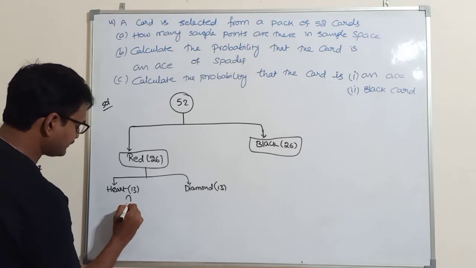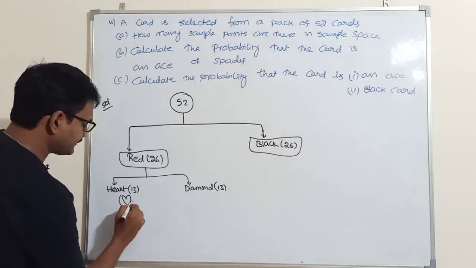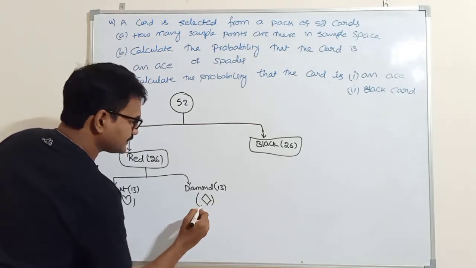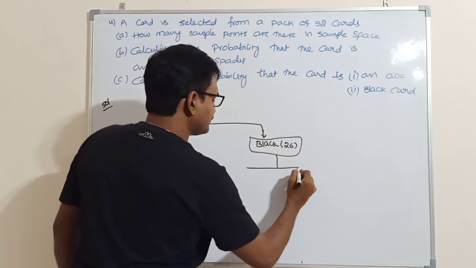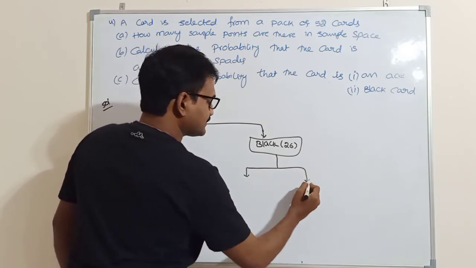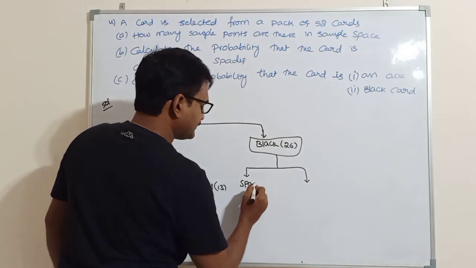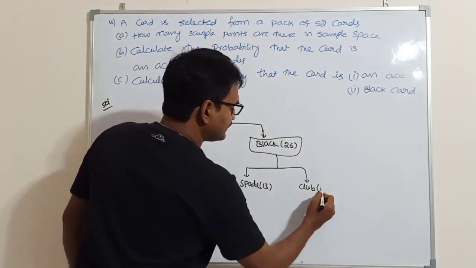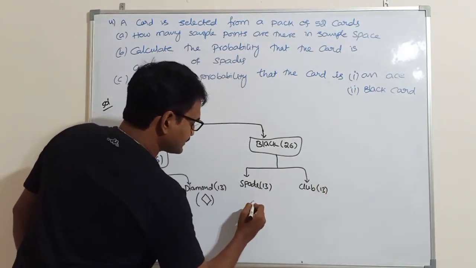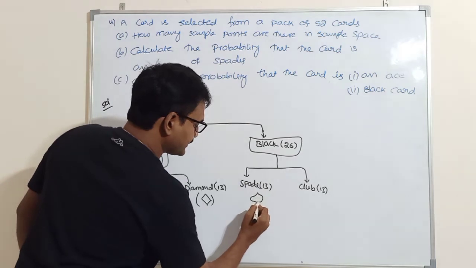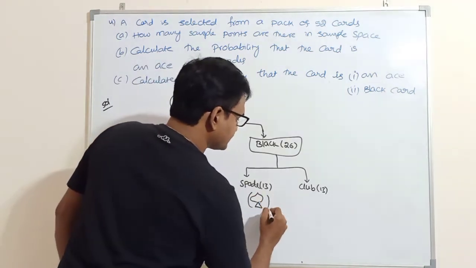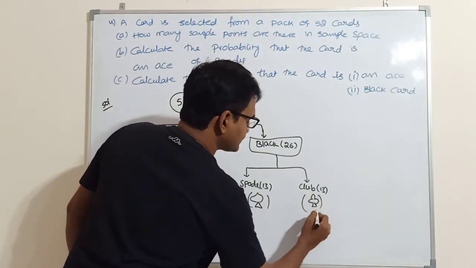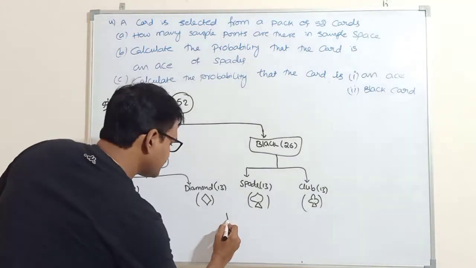So this is a symbol of heart cards and this is a symbol of diamond cards. Next, black cards again divided into two parts: spade and club. Spade cards are 13 and club cards are 13. So this is a symbol of spade. Next, this is a symbol of club. Club cards.